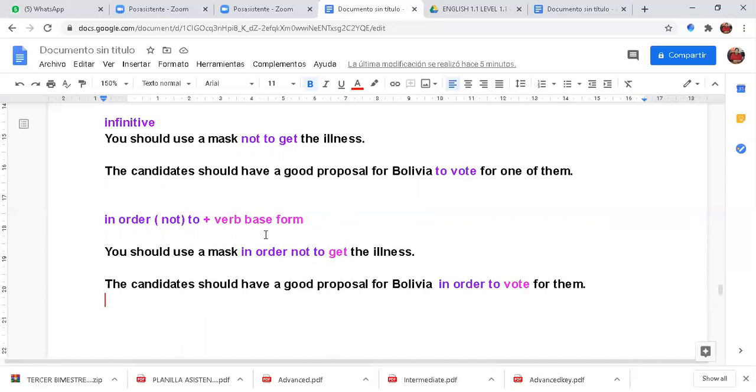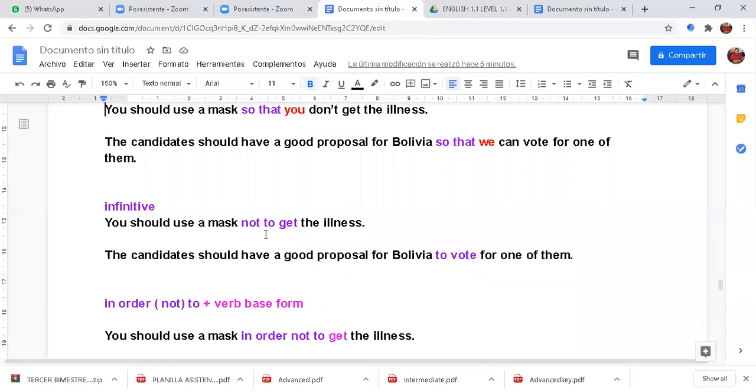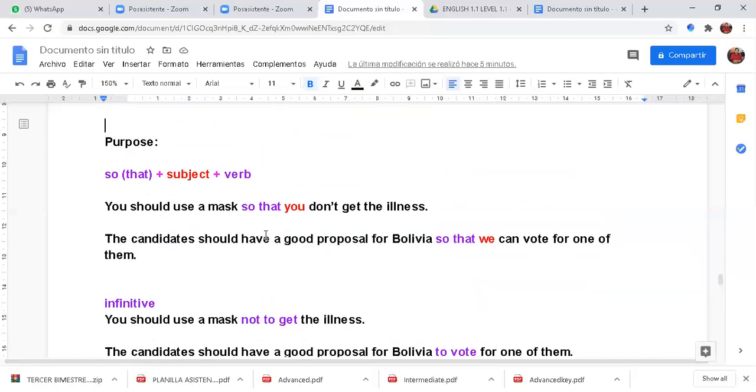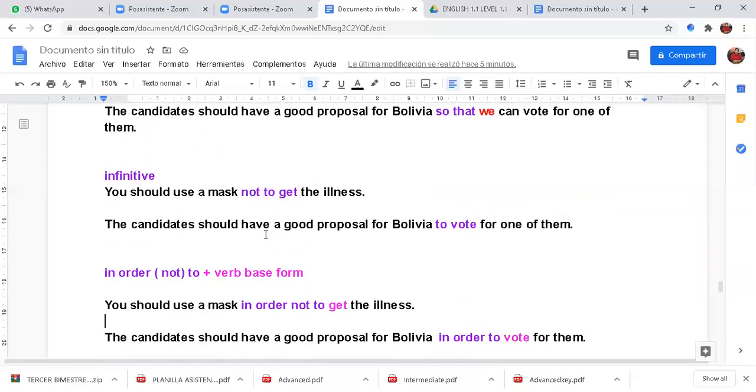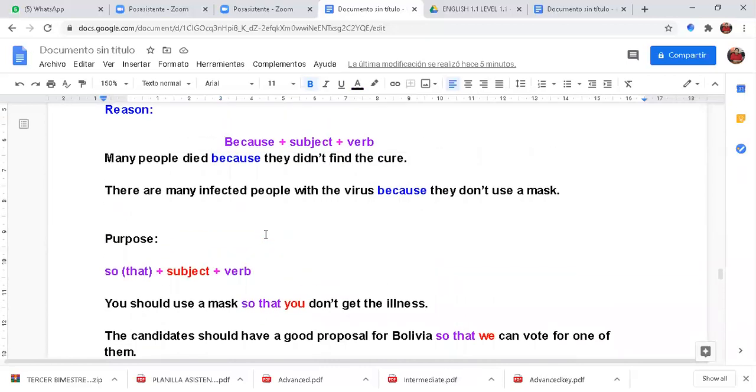That is the purpose of this lesson: to use these three options when talking about purpose. One is so that, the other is infinitive, and the other one is in order to. And if you want to express reason, use because. After because, a subject and a verb, in any tense. It depends on the context.